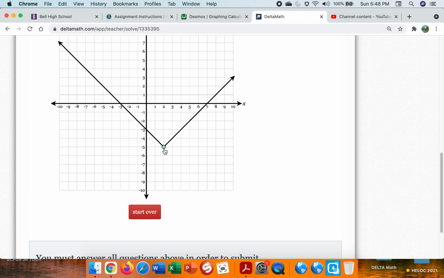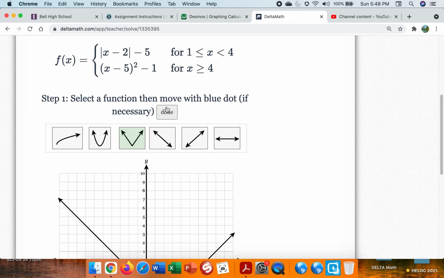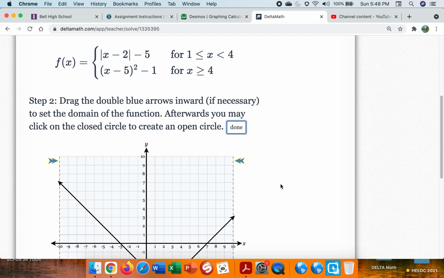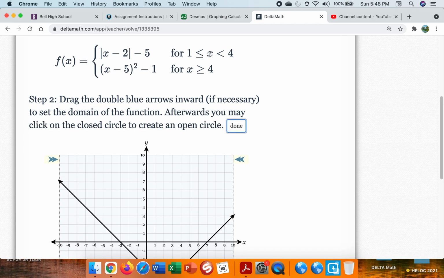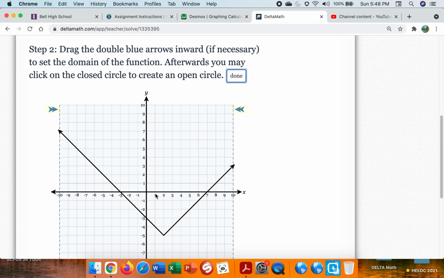Is that it right there? Yeah, 2, negative 5 right there. Select the function and move the blue dot. Okay, step 1, done. Now drag the double arrow. Sometimes you have to drag them both in, sometimes it's just one of them. But here, it says I only want to see the graph for the values of x in the domain from positive 1 to positive 4. I only want to see it from 1 to 4.